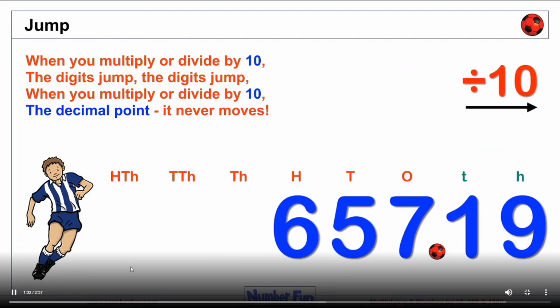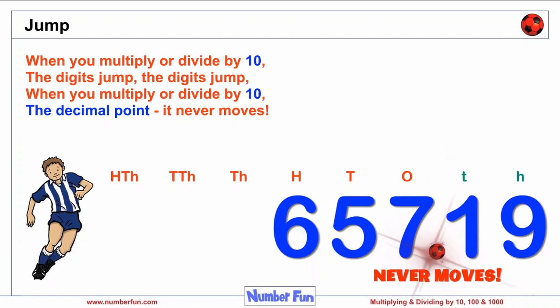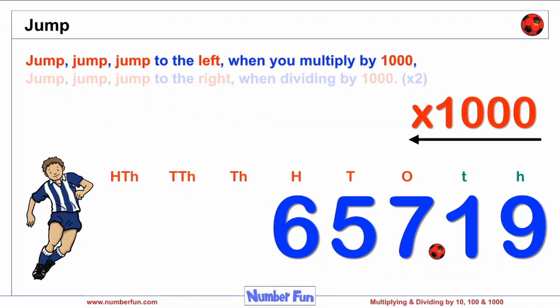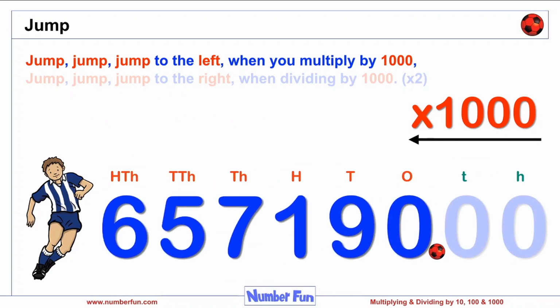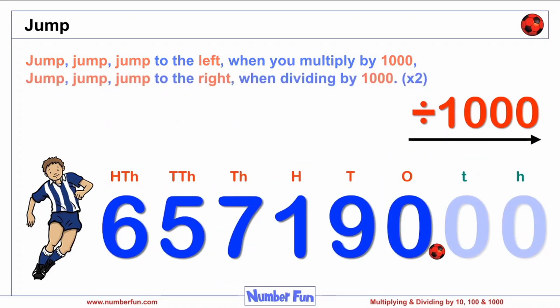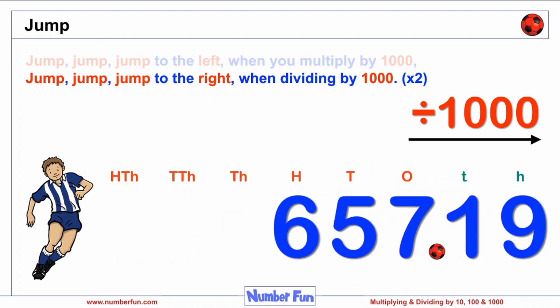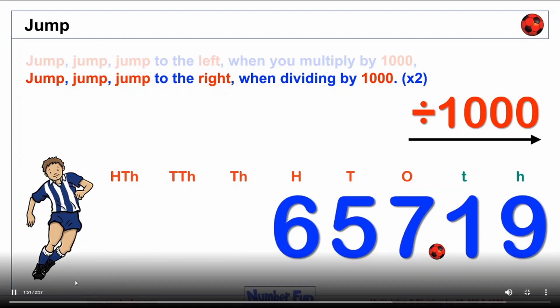The digits jump when you multiply or divide by 10. The decimal point never moves. Jump to the left when you multiply by 1,000. Jump to the right when dividing by 1,000.